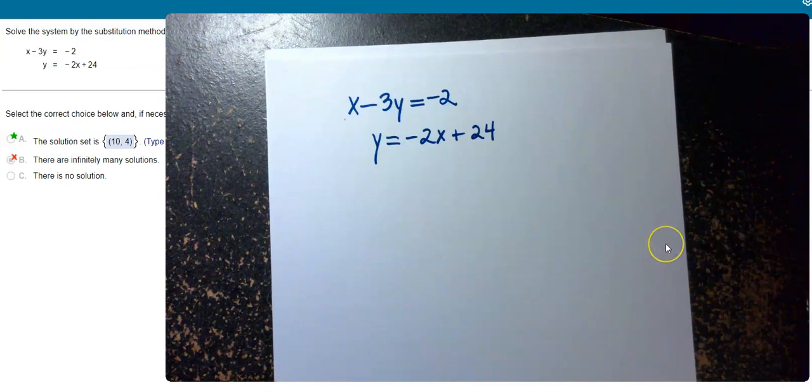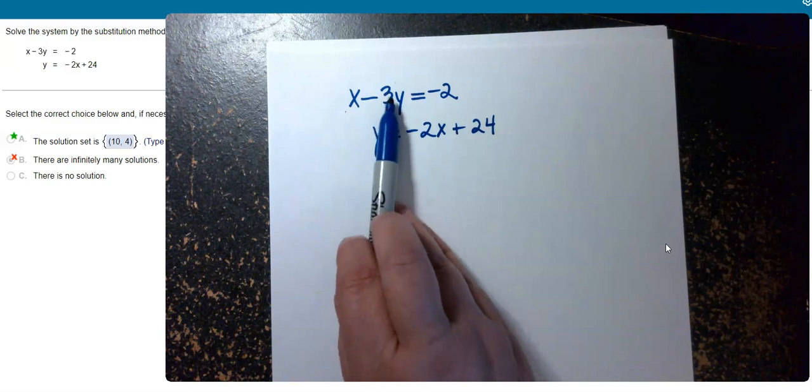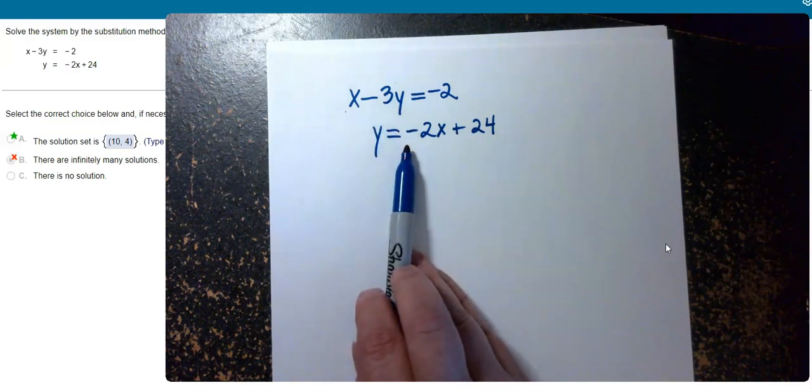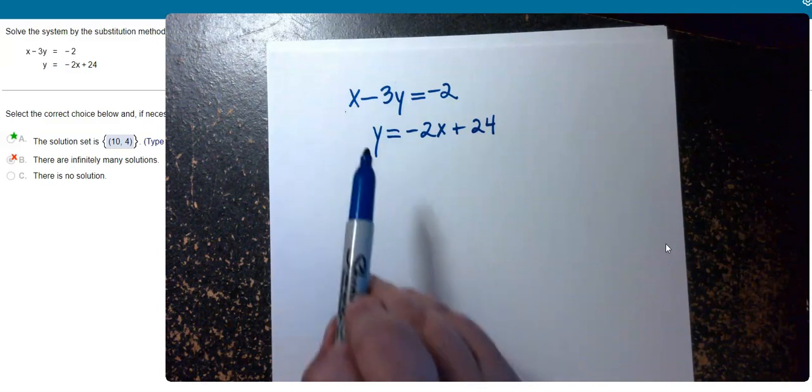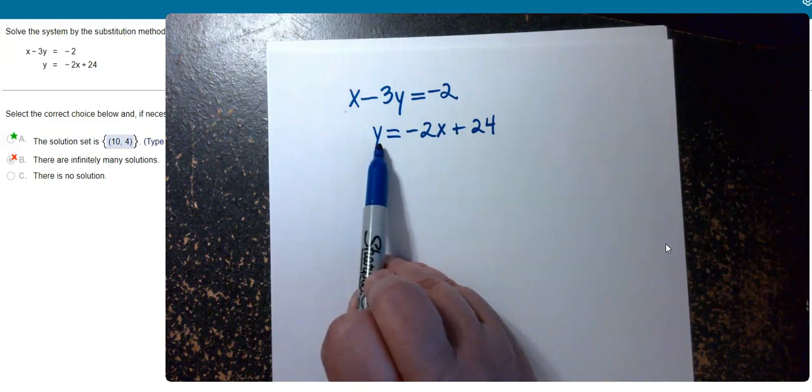Here is my system of equations. I think I copied it down correctly. Now, what my goal is, if I'm going to solve by substitution, is to look at both equations and say, is there a variable in either equation that is by itself on one side? And yes. If there had not been, that would be the first goal, is to get one of the variables in either equation by itself.